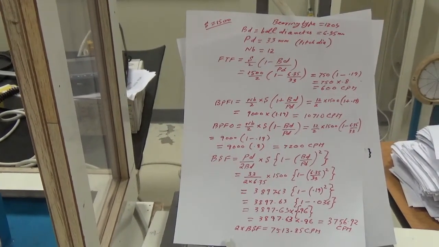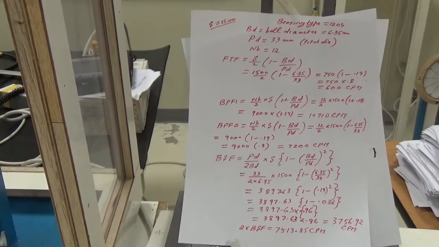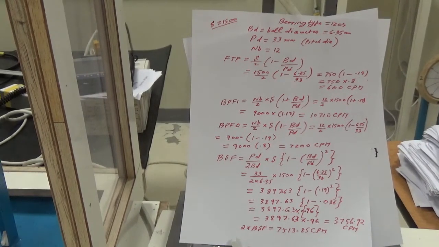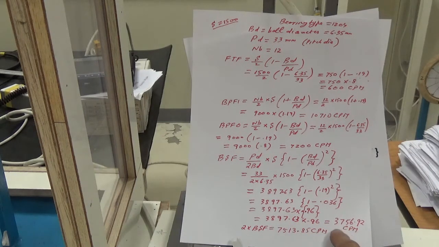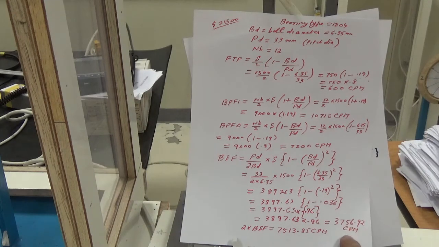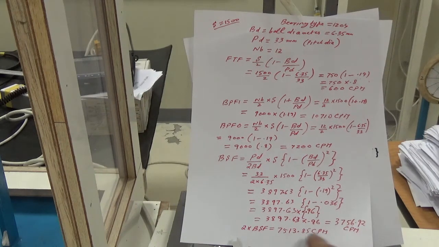You can see here how I have calculated the value for fundamental train frequency, ball pass frequency inner race, ball pass frequency outer race, and ball spin frequency. Here I have calculated ball spin frequency as 3756.92 cycles per minute, and I have multiplied it by 2. Why did I multiply it by 2?